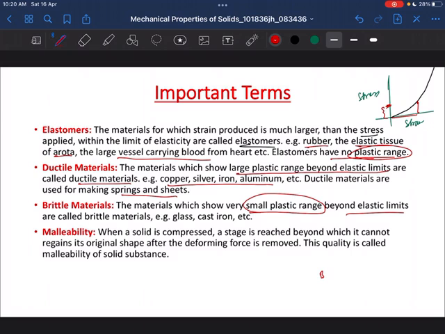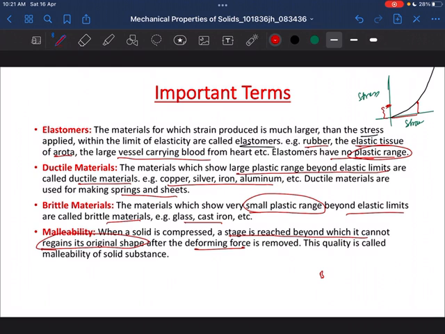एग्जांपल ग्लास, कास्ट आयरन. ओके, now malleability. Malleability is when a solid is compressed, a stage is reached beyond which it cannot regain its original shape after deforming force is removed. तो एक स्टेज रीच होता है जब डिफॉर्मिंग फोर्स, if we remove the deforming force, then it cannot regain its original shape. So there we have studied, there was a point C, that is the yield point. So yield point was a point beyond which if you go, then the original shape cannot be regained. So that's the same thing in here.